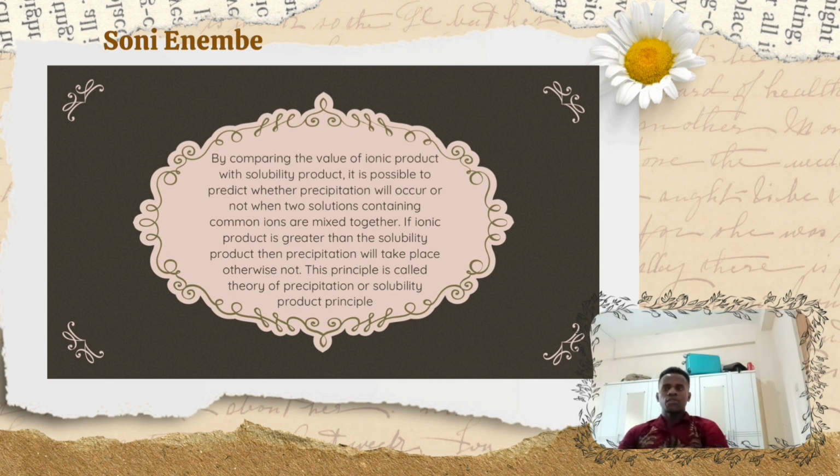By comparing the value of the ionic product with the solubility product, it is possible to predict whether precipitation will occur or not when two solutions containing common ions are mixed together. If the ionic product is greater than the solubility product, then precipitation will take place, otherwise not. This principle is called the theory of precipitation or the solubility product principle.